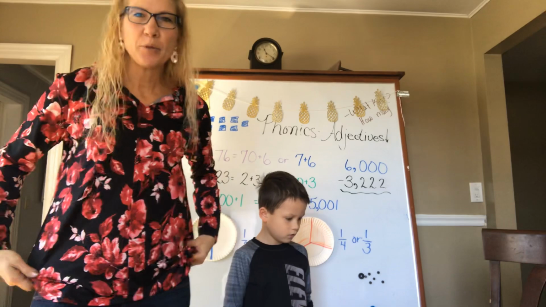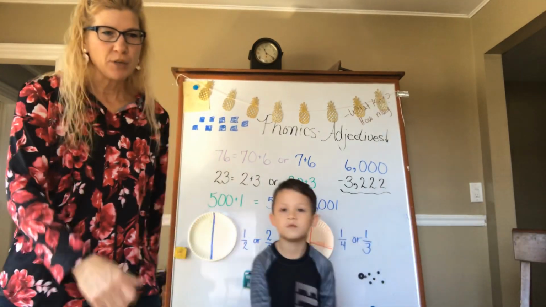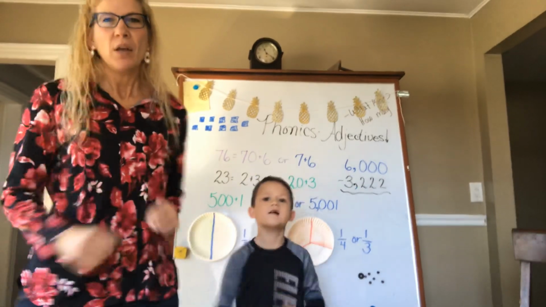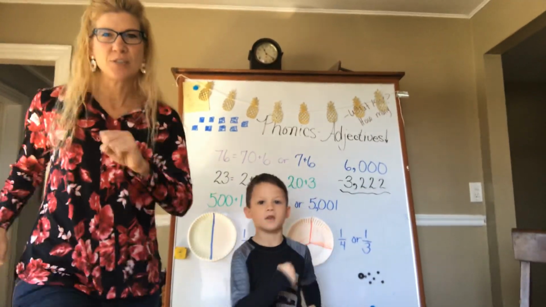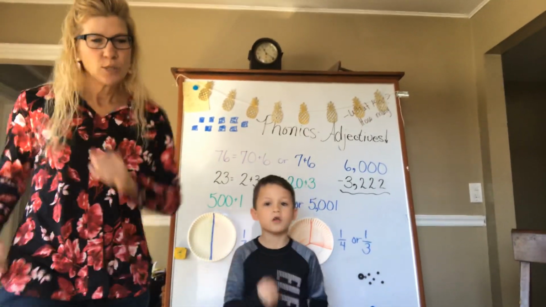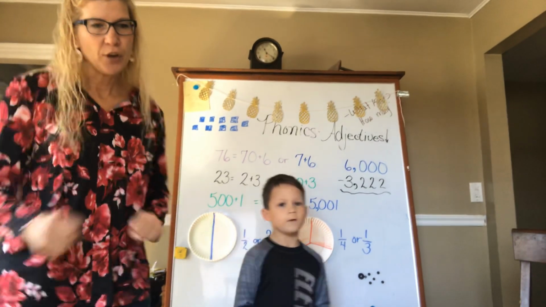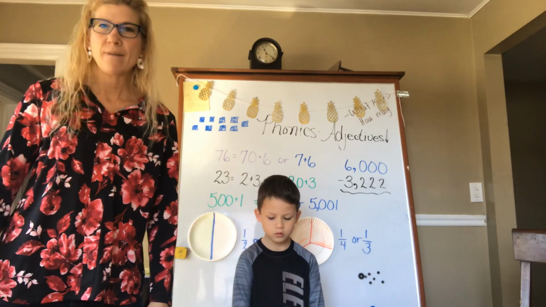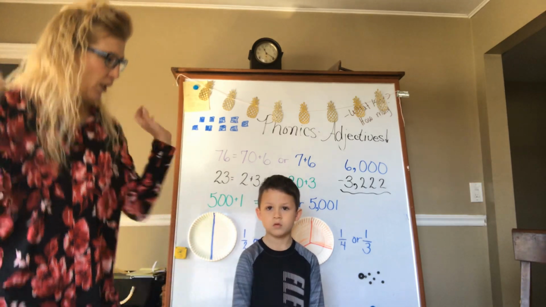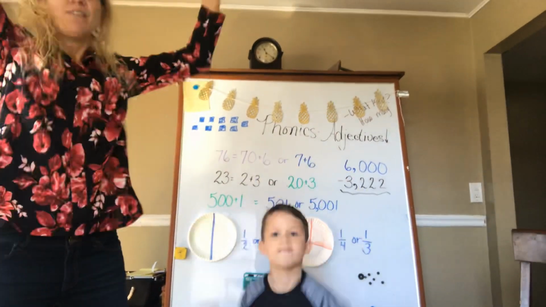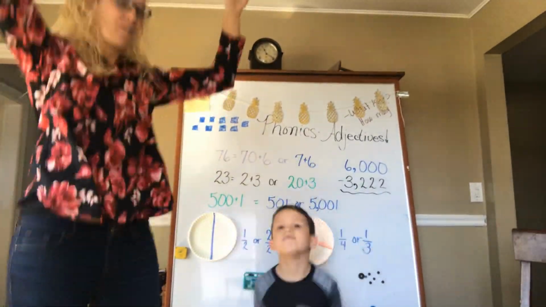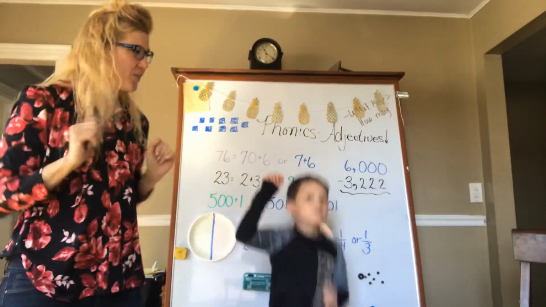Good. We're going to count by threes to 36, and we're going to march. 3, 6, 9, 12, 15, 18, 21, 24, 27, 30, 33, 36. And then we're going to jump up and count by fives to 50. Go. 5, 10, 15, 20, 25, 30, 35, 40, 45, 50.